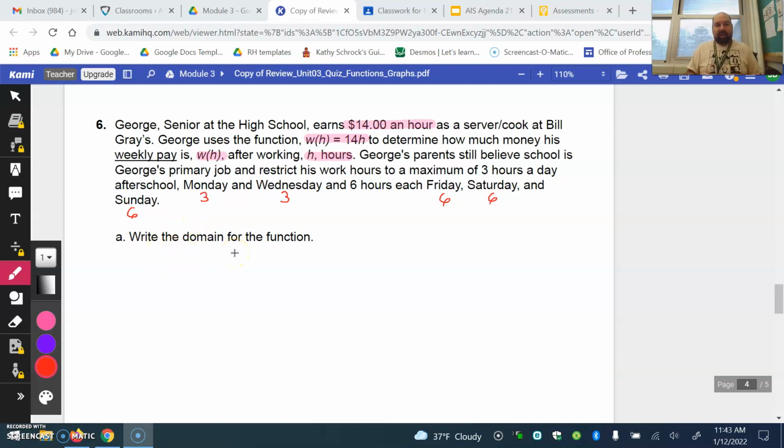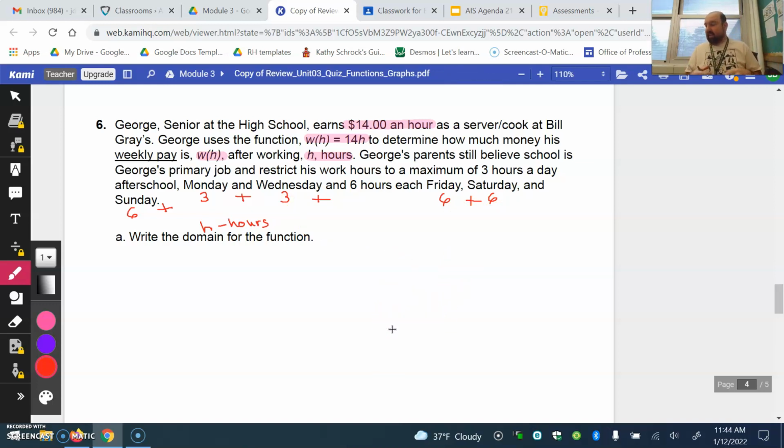Write the domain for the function. So this is actually the question on the original key that I had kind of messed up with. So the domain is going to be our H, the hours. We want to know what the smallest amount up to the greatest amount. So I'm going to put some addition signs here, because what I need to do is add up all these numbers, and that's pretty simple. 6 plus 3 is 9, plus 3 is 12, plus another 12 is 24. So what is the domain?